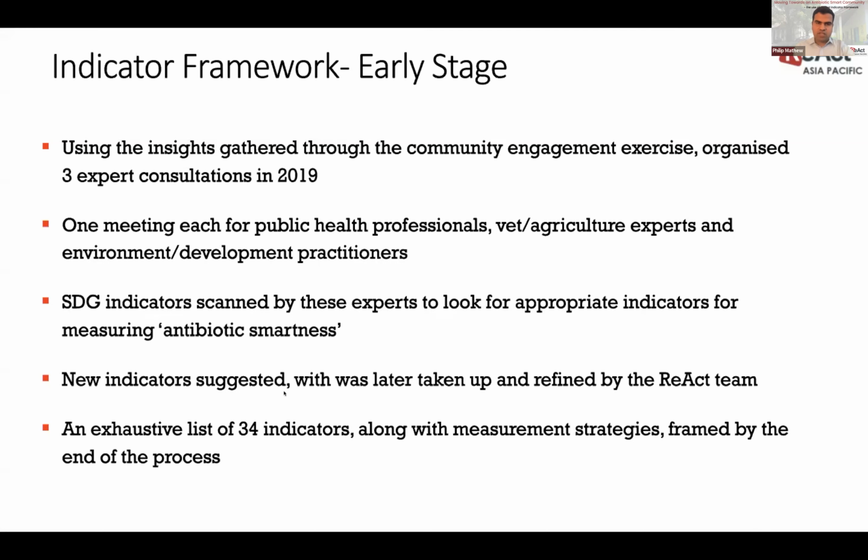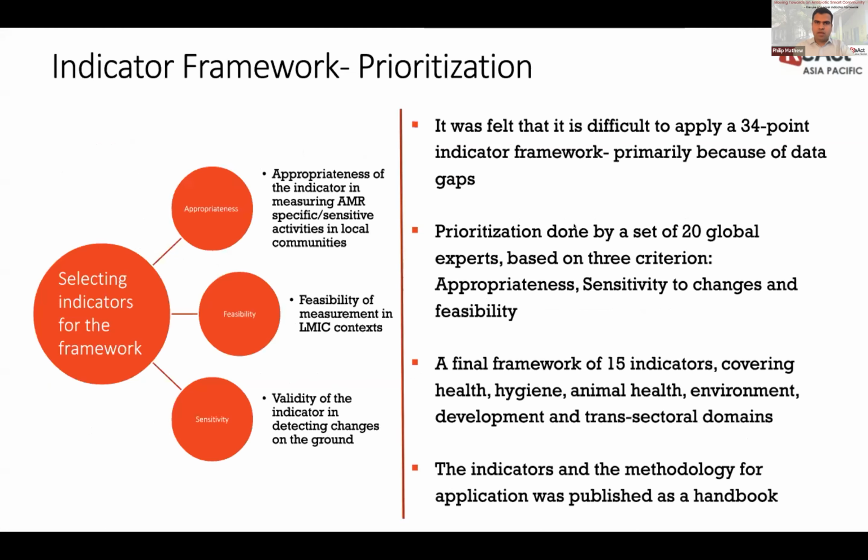So at the end of this process, based on our community engagement exercise and all the knowledge and insights gathered through that, and also the suggestions from these experts, we could make an exhaustive list of 34 indicators, along with measurement strategies and how to categorize them. Then it was a prioritization exercise because frankly, it is not possible to apply a 34-point indicator framework. There are data gaps, there are feasibility issues. If it's very bulky, then community groups may not be able to take it up and apply.